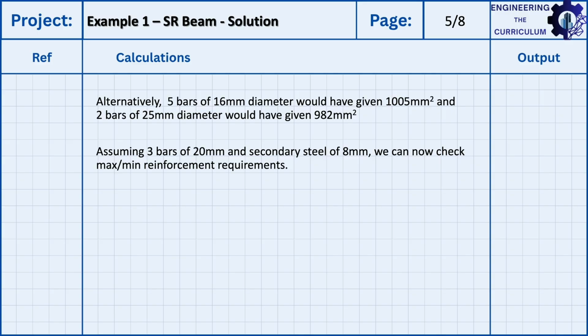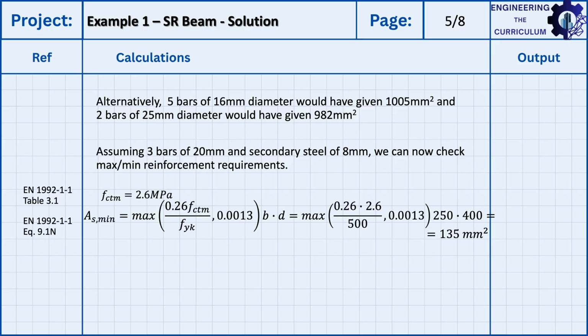detailing and spacing. If we continue with our assumption of 3 bars of 20 millimeters, and we assume that our secondary steel or our steel links are 8 millimeters, we can now check the min-max reinforcement requirement. So from the Eurocode, FCTM for our strength of concrete is 2.6 megapascals, and therefore AS minimum, the minimum area of reinforcement, will be the max of 0.26 times FCTM, which in our case is 2.6, divided by FYK, the strength of steel, which is 500 in our case, or 0.0013, both these times B times D. And if we take the maximum of those, it works out as 135 millimeters square.